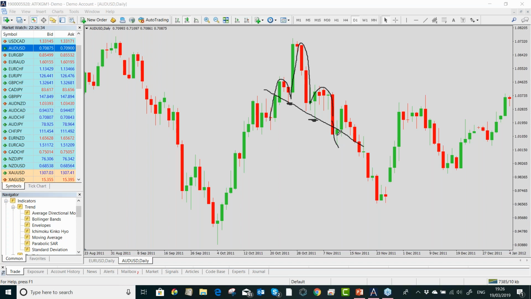A break of the neckline tends to mean a bearish move to the downside. So that's not a perfect example there, but it just does give you an indication. And again, you can see how all we're doing is analyzing the price action on the chart and working out who is in charge of the market. It's the same as a double top, or a double bottom is the opposite at the bottom.